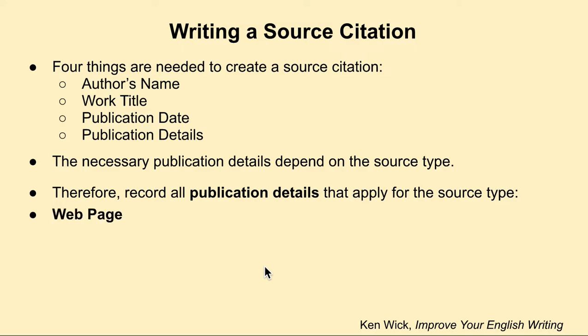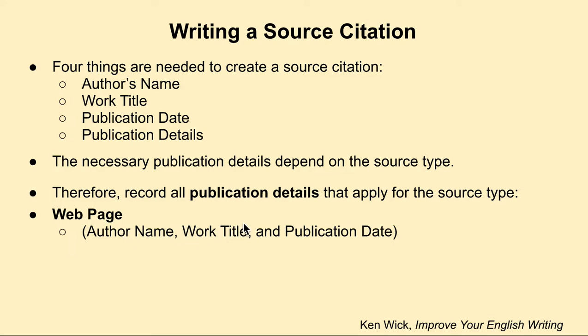So for web page, I'm just going to repeat it here, just to drive the point home that, while all these bullet points are regarding the publication details, we always want to be recording the author's name, work title, publication date. But the publication details specific to the web page are the website name, the URL, it's a website, so it's a URL, and the access date, because you should have a publication date. So remember, in one of the videos I said if it doesn't have a publication date, always write the access date. So even though it has a publication date, always record your access date. So those are the publication details for a web page.